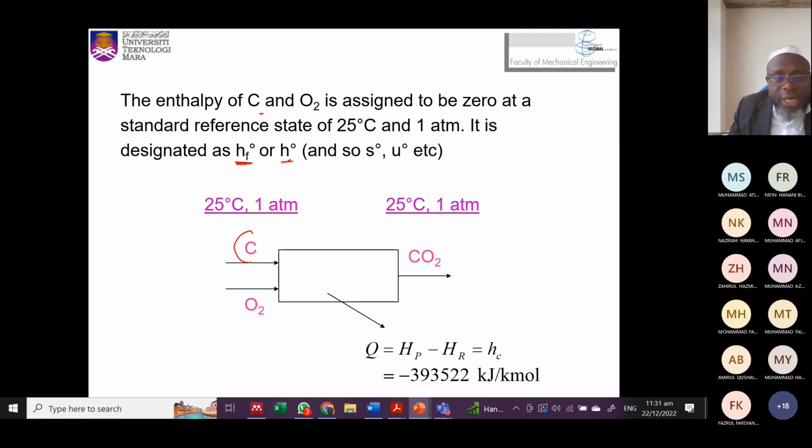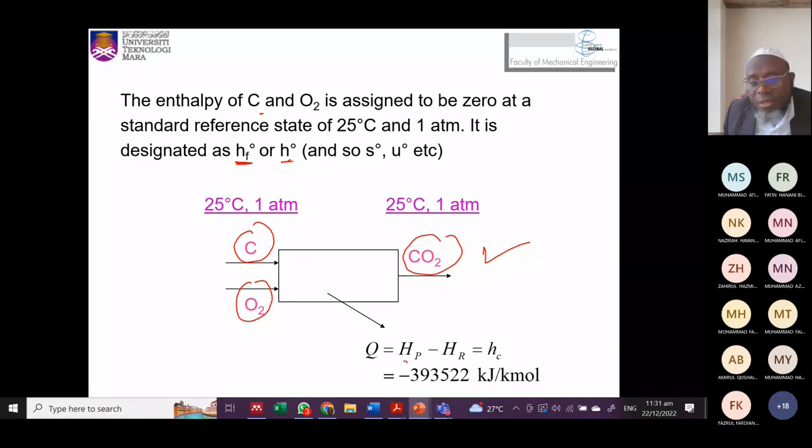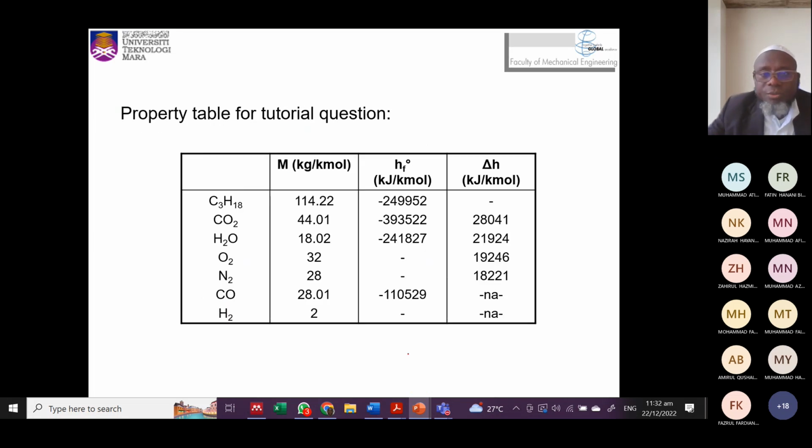Okay, so let's say we have a reaction between carbon and oxygen, and that gives us carbon dioxide. So we are forming carbon dioxide over here. So it means that the enthalpy of combustion equals the enthalpy of the product minus the enthalpy of the reactant. So the enthalpy of the product is the carbon dioxide minus the enthalpy of the reactant, which is carbon and oxygen. So that gives us minus 393,520 kilojoules per kilomole.